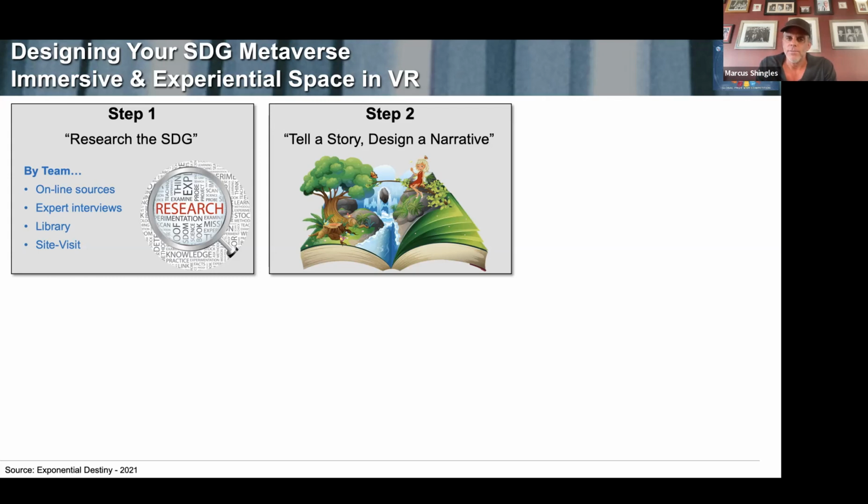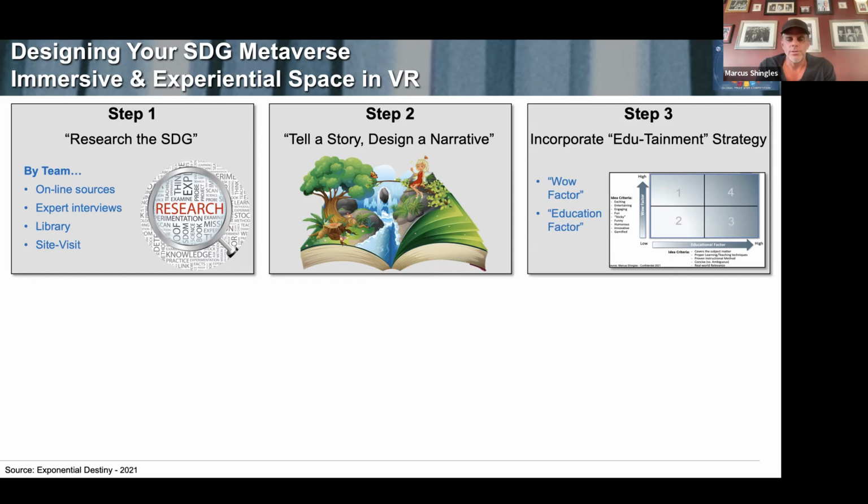The second step is become a good storyteller. Design a narrative. How are you going to tell a story about this sustainable development goal that educates, builds awareness, and empathy? You're not going to get into virtuality and put a bunch of web pages that show details about the SDG or bullet points. That's boring. I can just look on a website if I wanted to do that. So you have to start thinking about telling a story, and we'll get into some of that approach and some ideas for that.